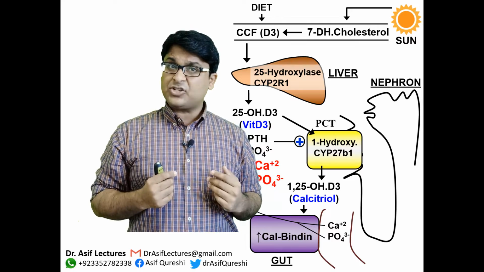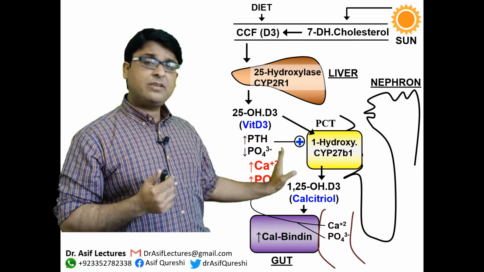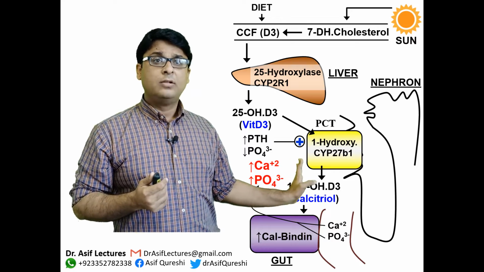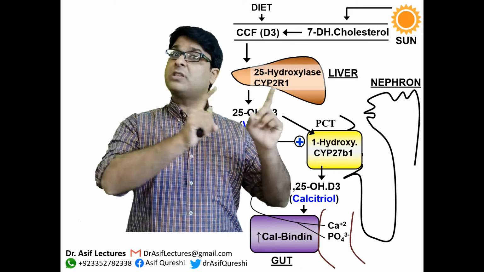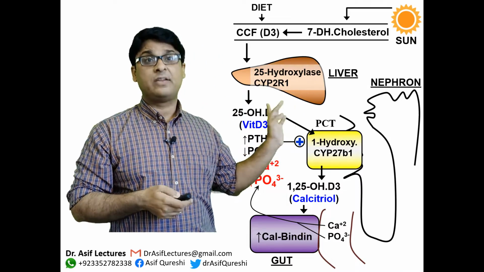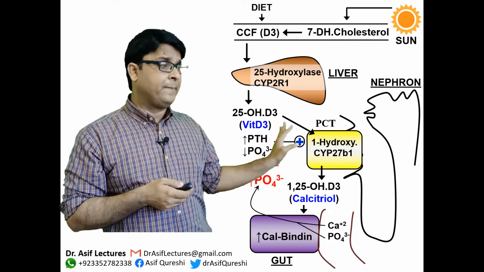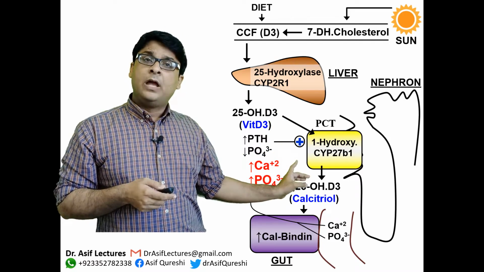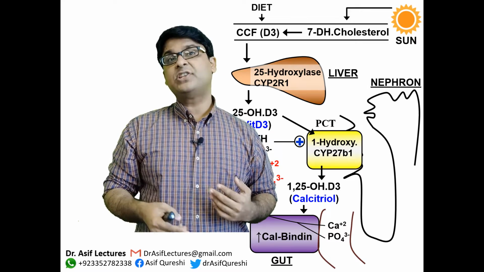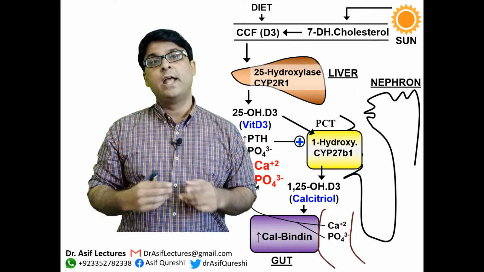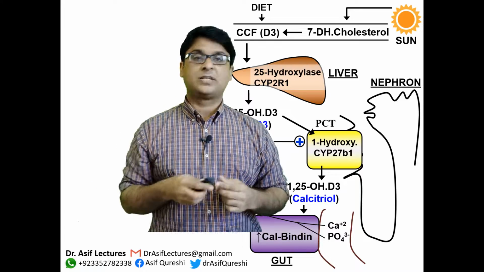And this is enhanced by PTH levels, high PTH and low phosphate levels. Now this active vitamin D, calcitriol, you cannot usually measure because it has a very short half-life. What you measure in the laboratory is the 25-hydroxy cholecalciferol, okay? Which is vitamin D3, the inactive form. Now, in the gut, activated vitamin D increases the absorption of calcium and phosphate. So the net result is an increase in calcium in the blood, and an increase in phosphate in the blood, okay?